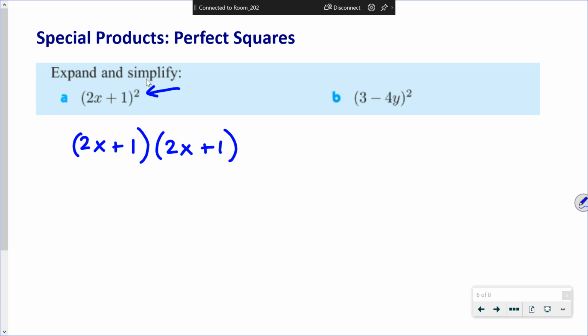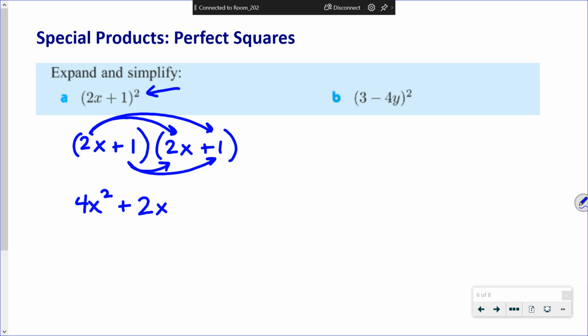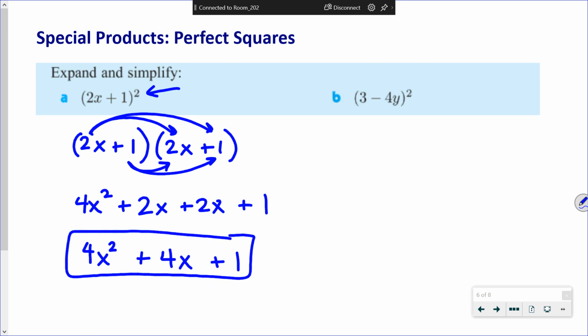So I've written 2x plus 1 twice, and I'm going to use my distributing rule. I'm going to take the 2x and multiply it by the other parentheses. I'll get a 4x squared. I'll get a plus 2x. Then I'm going to take this 1 and distribute it to the other parentheses. I'll get another plus 2x, and then I'll get a plus 1. So we're going to end up with 4x squared, which is the first term squared, plus 4x plus 1. All right, so that's the simplified version. It's called a perfect square trinomial.